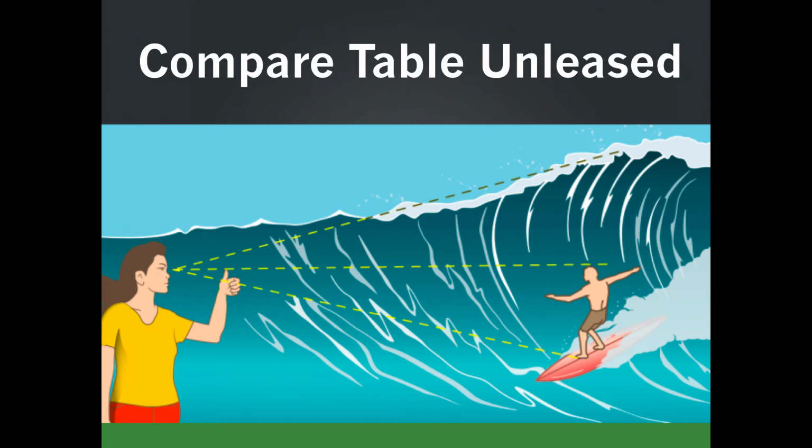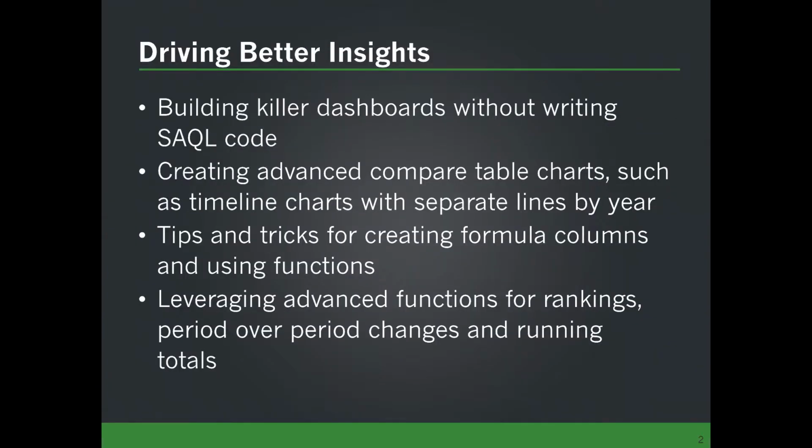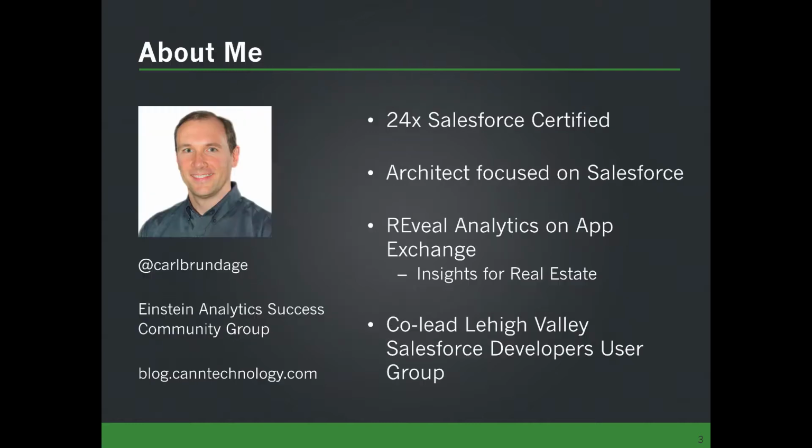Today we're going to take a look at how you can unleash the power of the compare table in Einstein Analytics. We'll see how we can build some killer dashboards without writing code, create advanced compare table charts such as timeline charts to separate lines by year, tips and tricks for creating formula columns and using functions, and then leveraging some of the advanced windowing functions for rankings, period over period changes, and running totals.